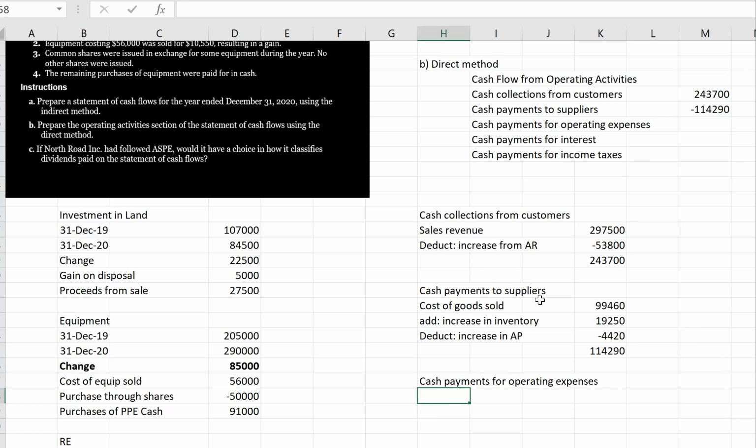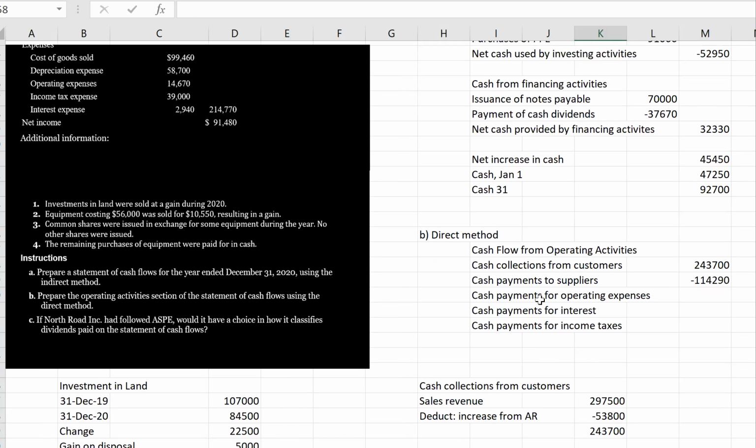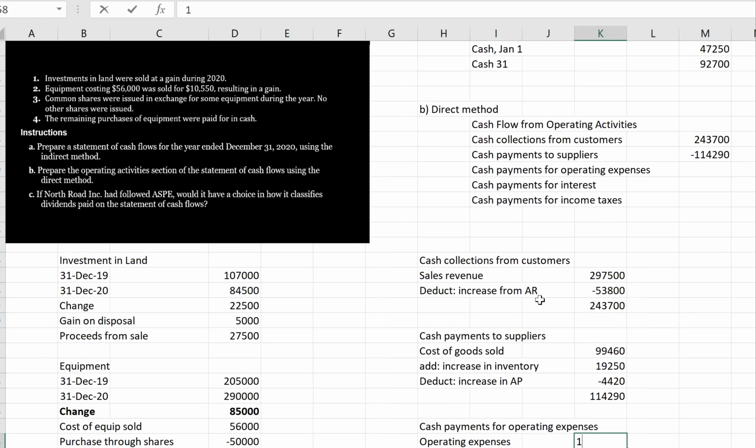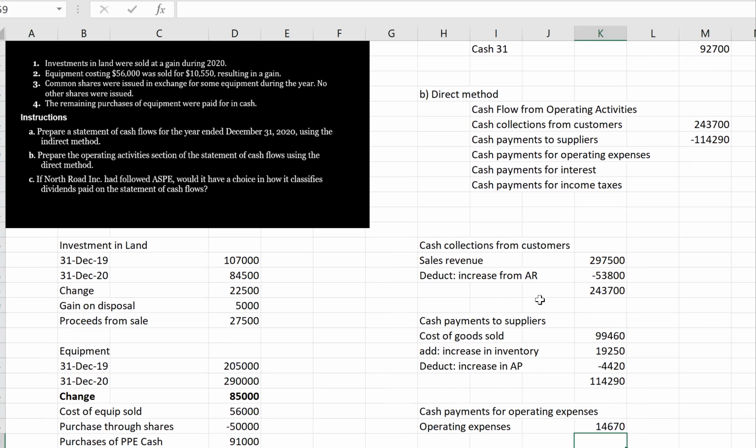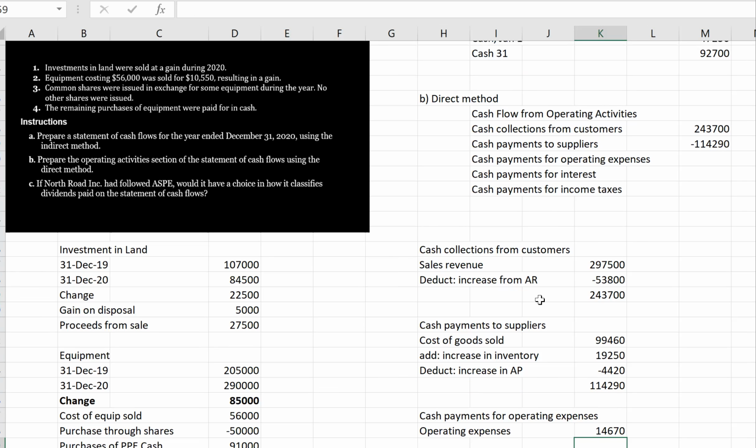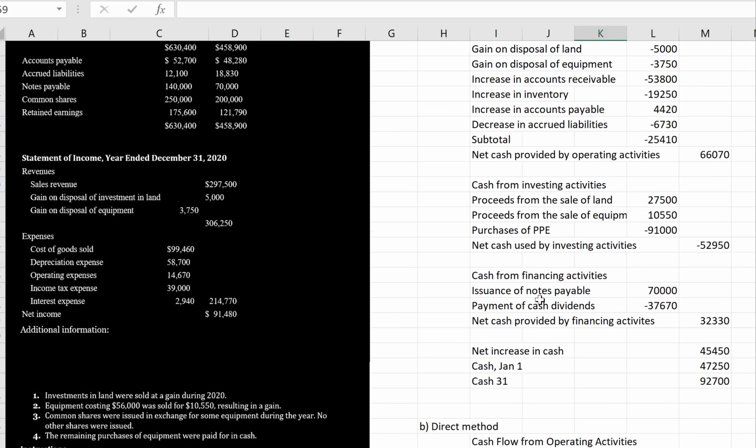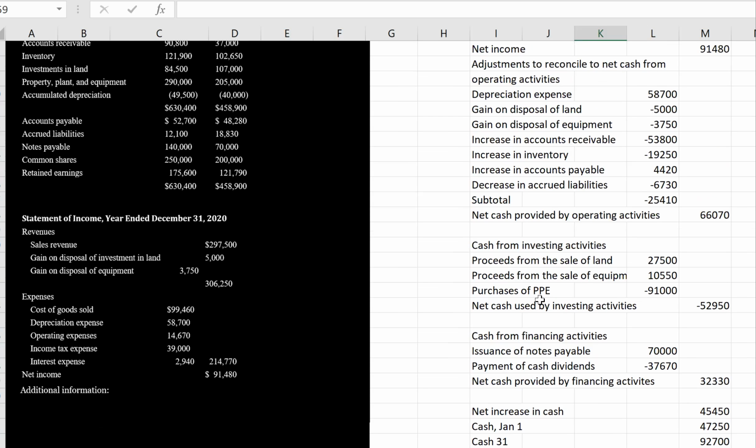Okay. So not surprisingly, we're going to start with operating expenses from the income statement. So that number is 14,670. And then we are going to figure out what happened with our accrued liabilities because we're accruing operating expenses in there. So accrued liabilities went from 18,000 to 12,180.